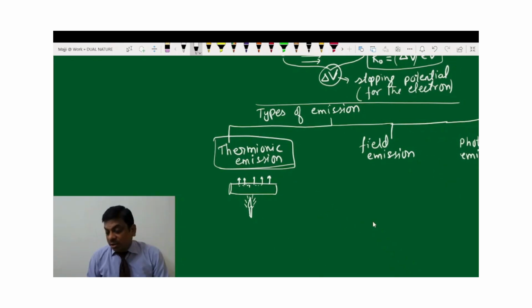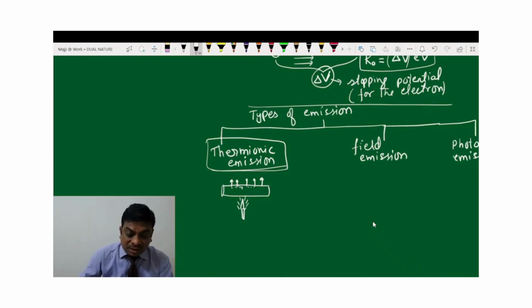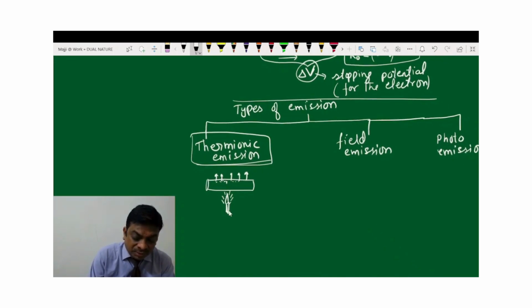In olden days, all the electronic equipment used to work on diode valves and triode valves, particularly radios, televisions and tape recorders. So they used to work on thermionic emission. Okay, now it is outdated. It is no longer in use.